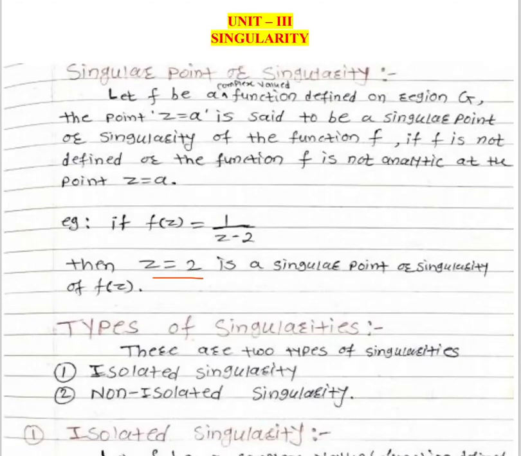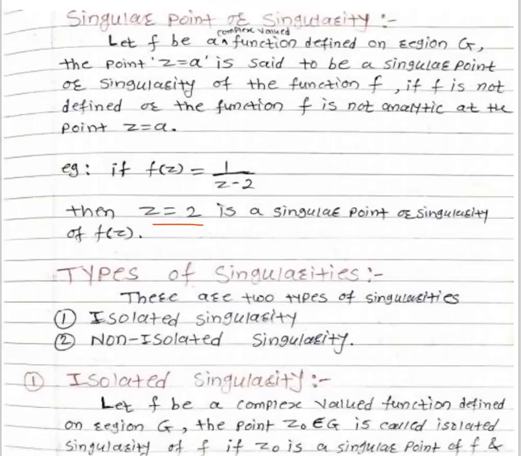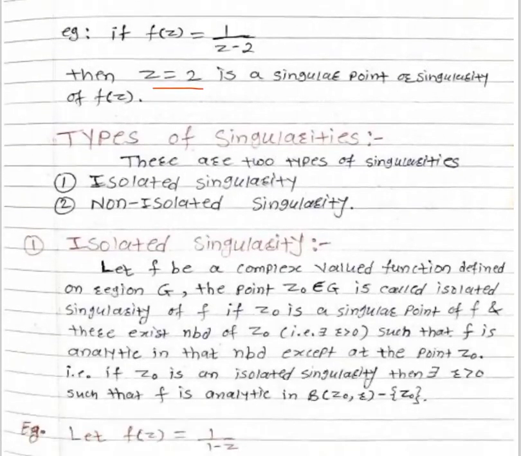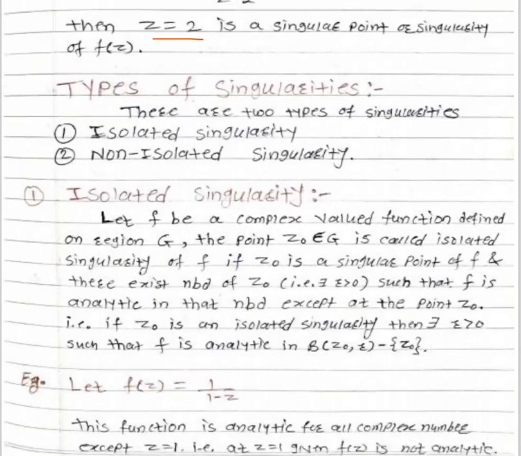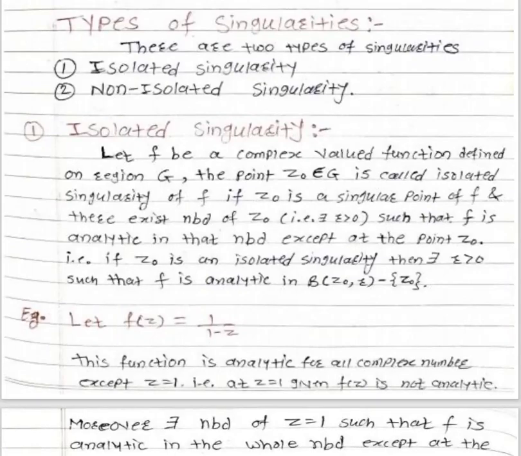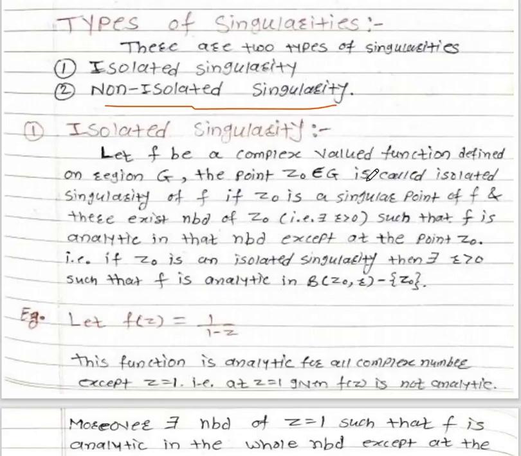Now we will see what are the types of the singularity. There are mainly two types of the singularity. Okay. So what are the types of the singularity? First type is isolated singularity, and second type is non-isolated singularity. But this isolated singularity and non-isolated singularity are also divided further. So first we will see the isolated singularity.